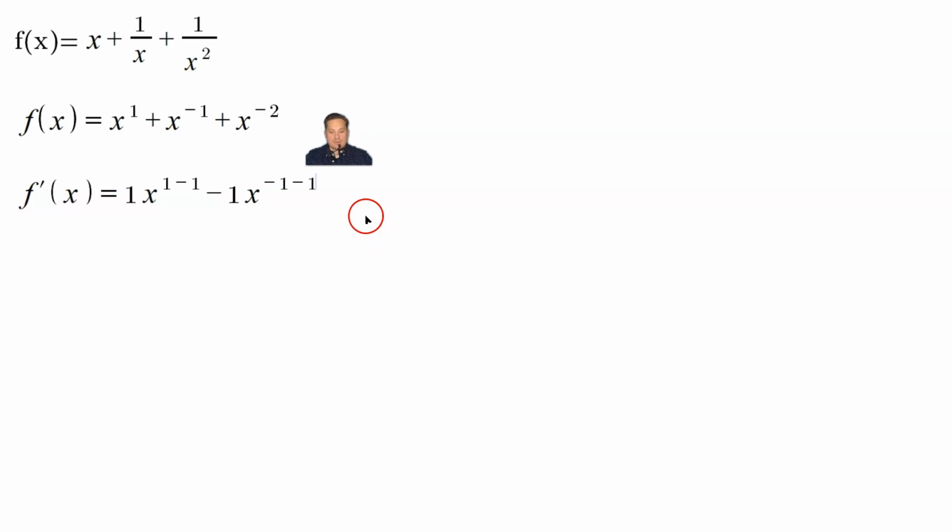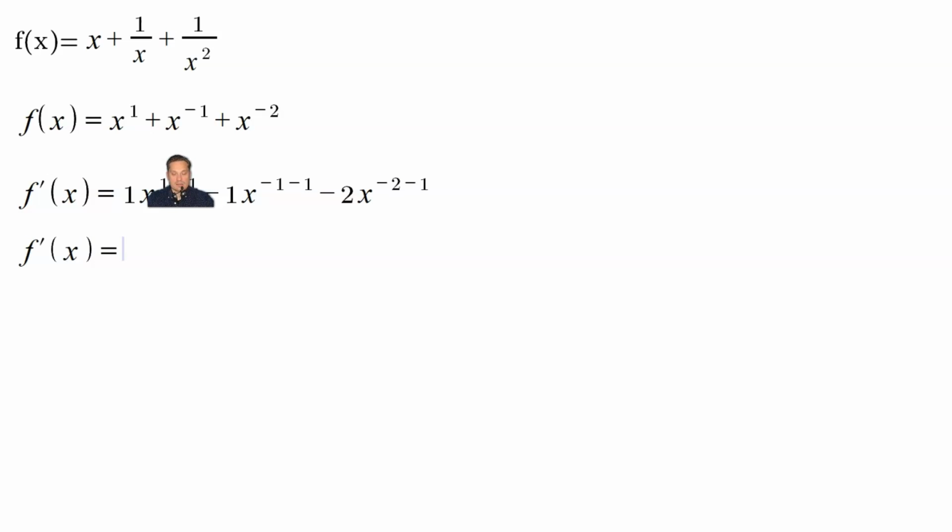For the last term, same principle. So there, you're going to bring down the negative 2, and you're going to do x to the negative 2 minus 1. So this is the process of applying the power rule in detail. At this point, let's just clean this up a little bit. That's about it, okay? So for the first one, you have 1 times x to the 0, essentially.